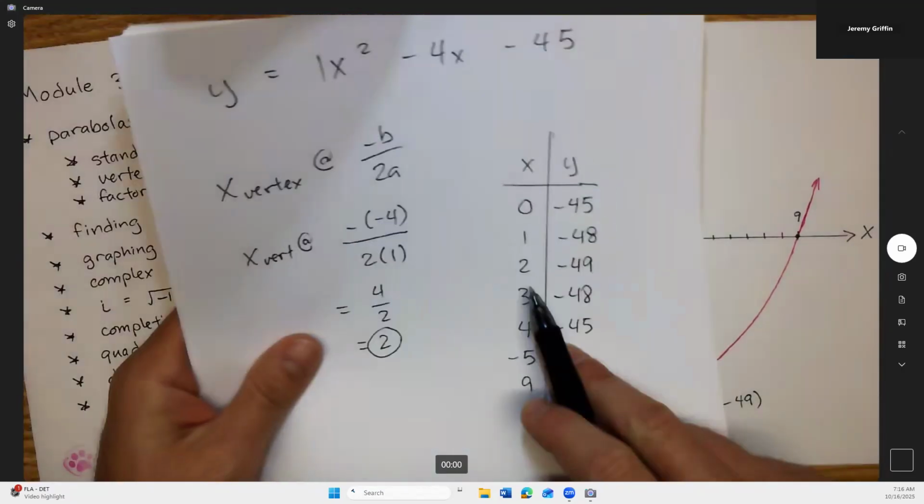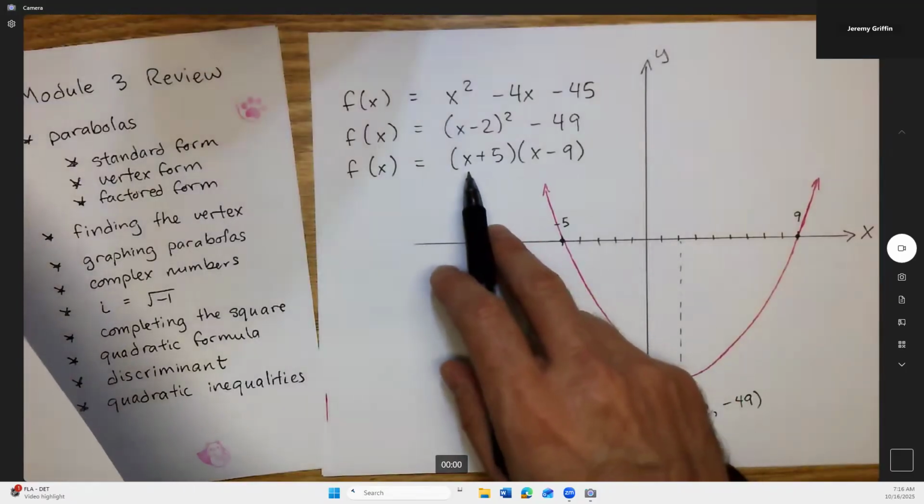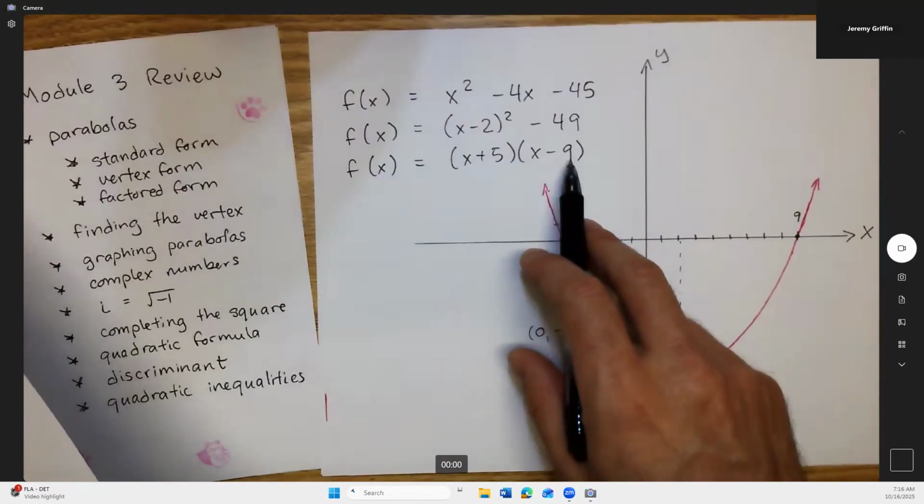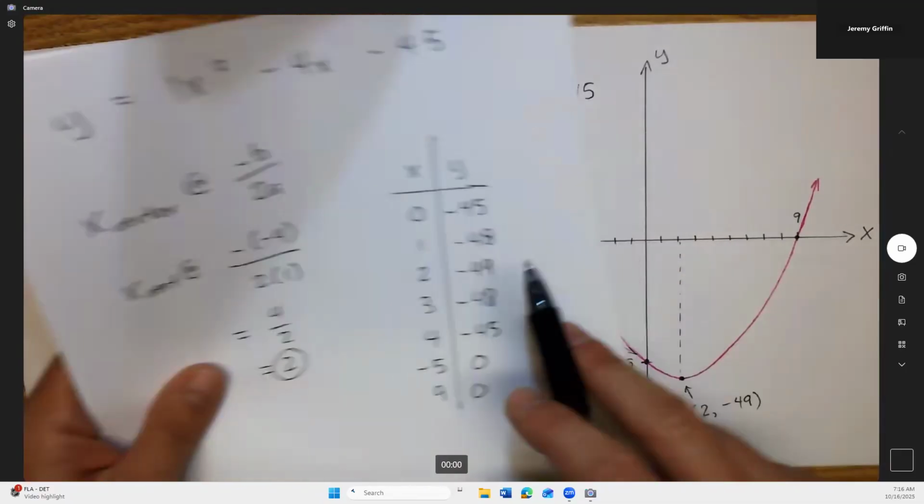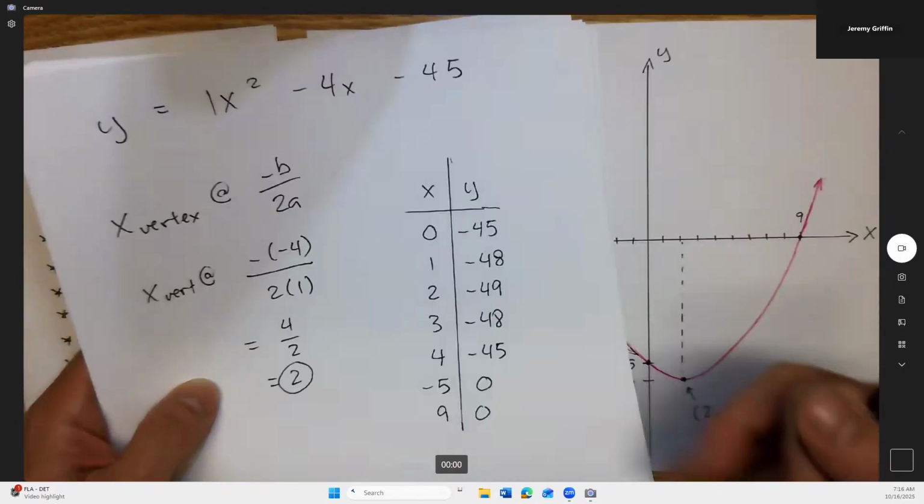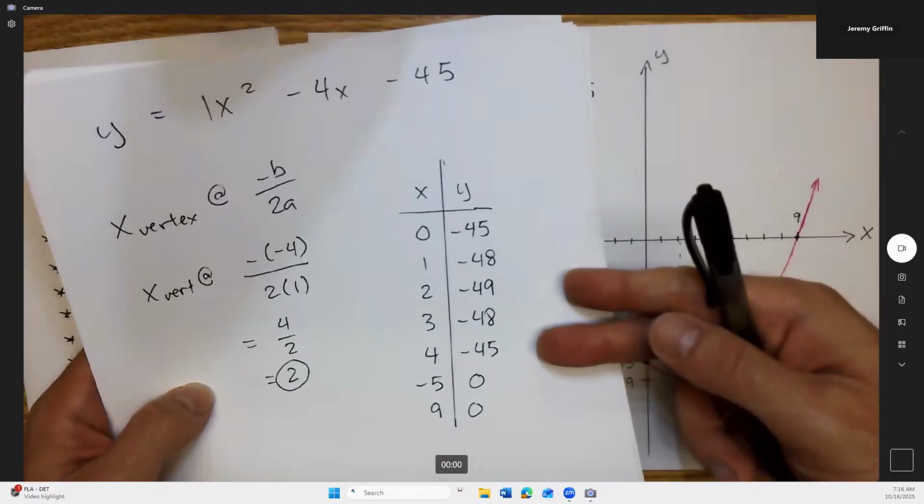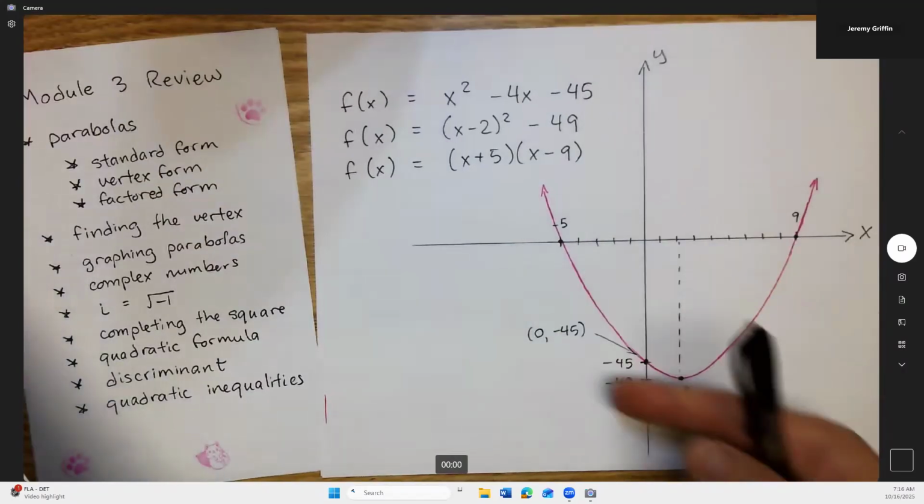Then I plug 2 into this expression. 2 plus 5 is 7. 2 minus 9 is negative 7. What is positive 7 times negative 7? It's negative 49, which we got before. So you're seeing the same numbers pop up over and over again, the same vertex, the same coordinates, because these are 3 different perspectives on the exact same parabola.